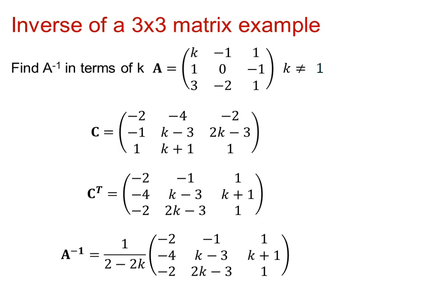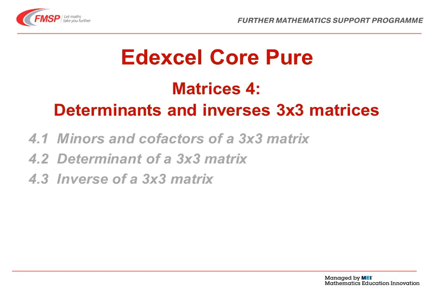So that brings us to the end of matrices for determinants and inverses of 3 by 3 matrices.